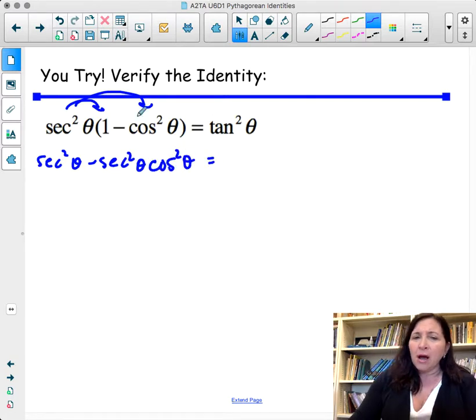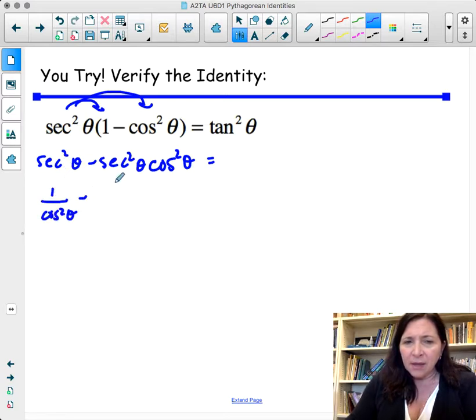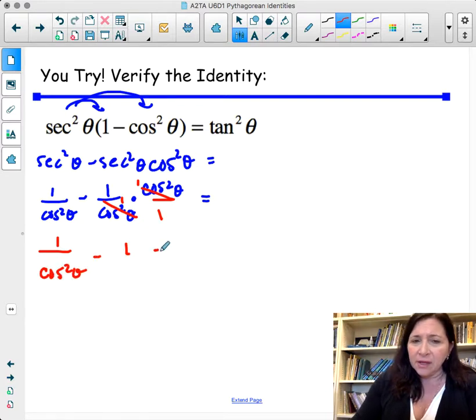Now remember, I'm just going to work one side. Now I'm going to change everything to sine and cosine. So secant squared of theta is 1 over cosine squared of theta minus 1 over cosine squared of theta times cosine squared of theta. Now, this is over 1. These are going to cancel and make 1. So now I have 1 over cosine squared of theta minus 1.